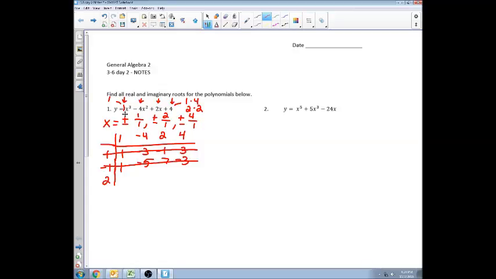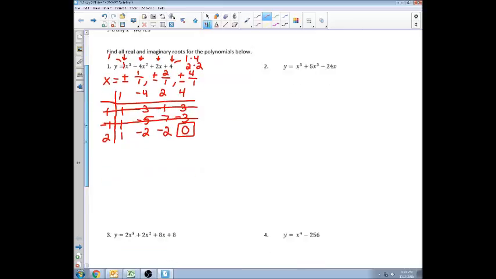If I use +2, drop my 1. 1 times 2 is 2. Minus 4 would be -2. -2 times 2 is -4. -4 plus 2 is again -2. -2 times 2 is -4, plus 4 would be 0. That would be my remainder, so this should work.